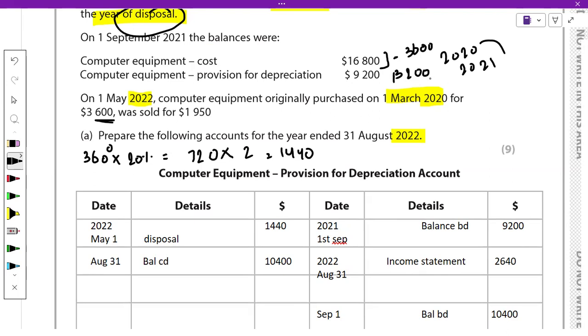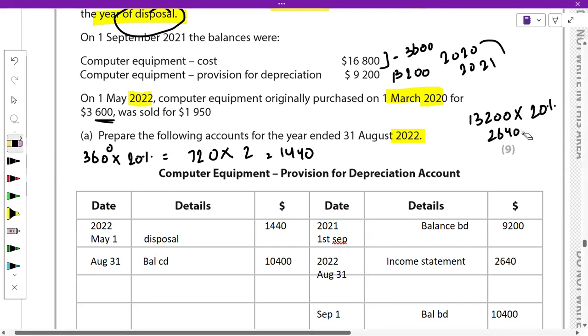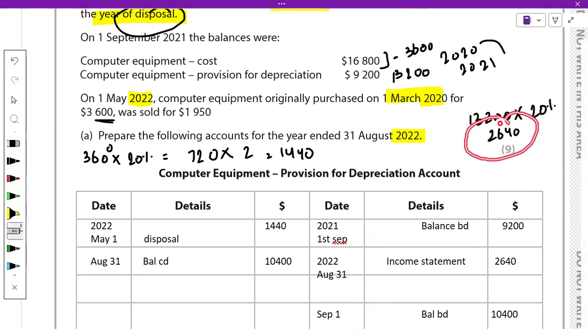So we know that we are using the straight line method. In the straight line method, the depreciation amount will be the same for each year. That's why we will only multiply it with the 20%, because this is the rate. Multiply 20 divided by 100. So we have 2640. Sorry, not 2600, 2640. So 2640 is basically the depreciation which we will be charging in this year's income statement.